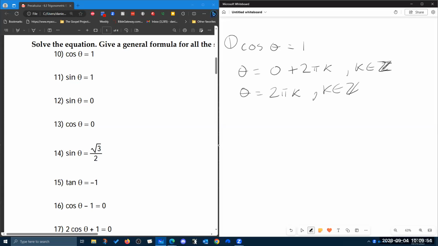That was number 1. Number 2, sine is going to be equal to 1, so that only happens at pi over 2. Again, the period of sine is 2 pi. So that's our answer right there. If we want to put everything over a common denominator of 2, we can do that, like so.